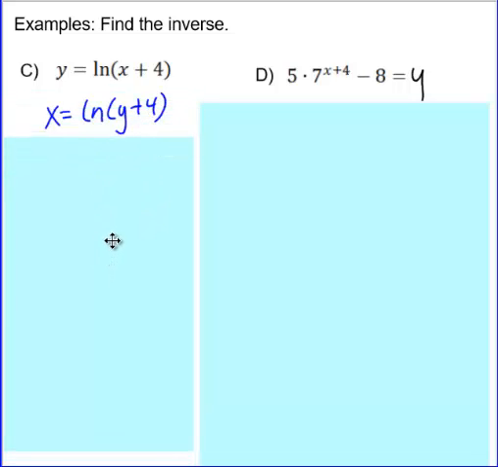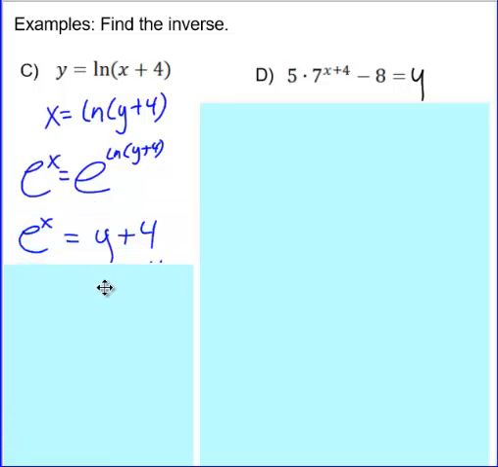Whoops, I forgot a step. Okay, first we want to switch the x and the y. Remember, we're trying to find the inverse. Always switch the x and the y first. Sorry about that. Then we're going to raise e to the x power: e to the natural log of y plus 4. And then on the right-hand side, the natural log and the exponential with base e are inverses of each other. So then all we have left is the y plus 4, and then solve for y.